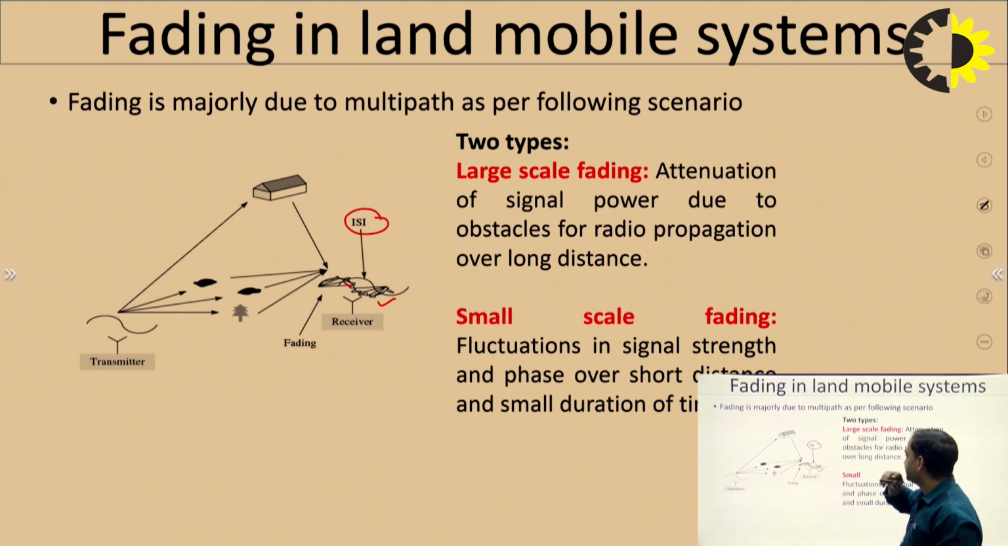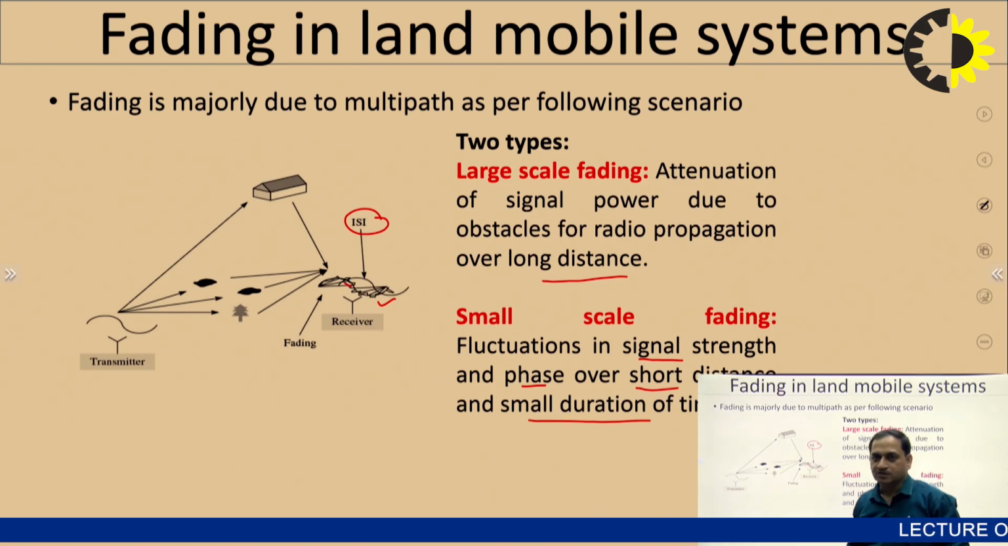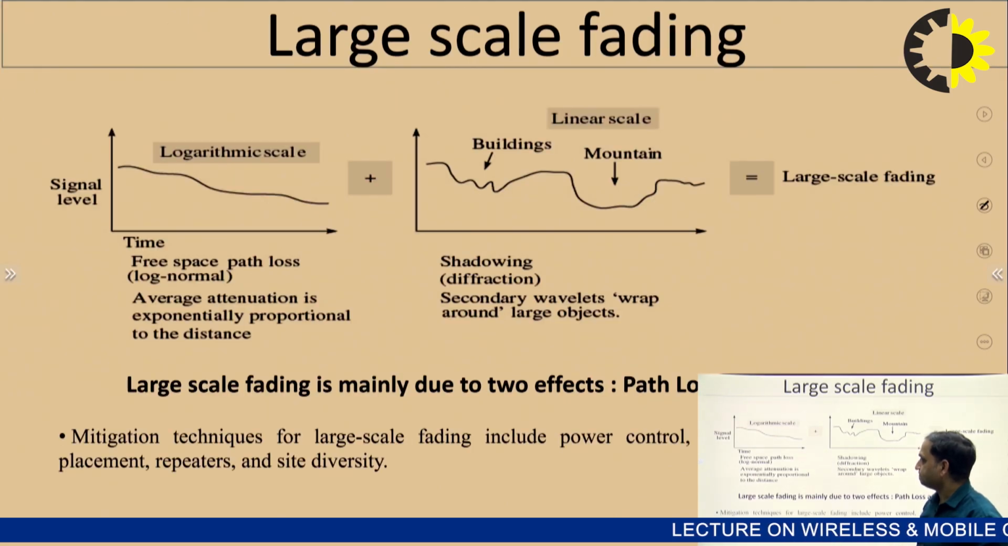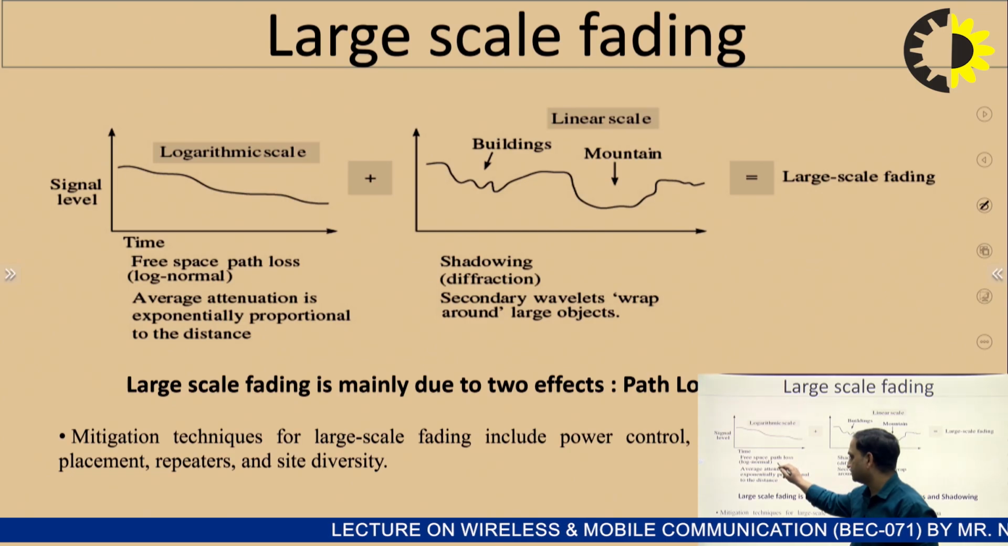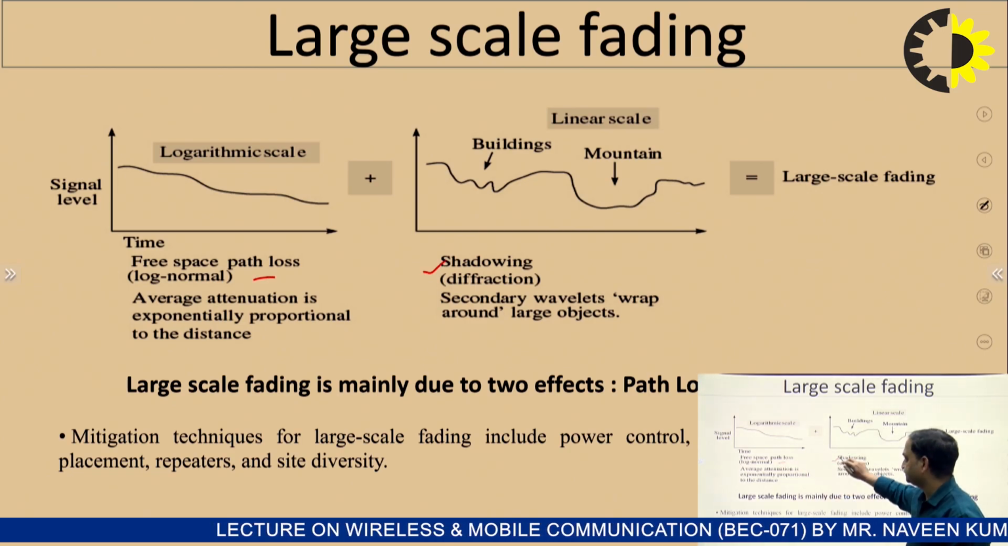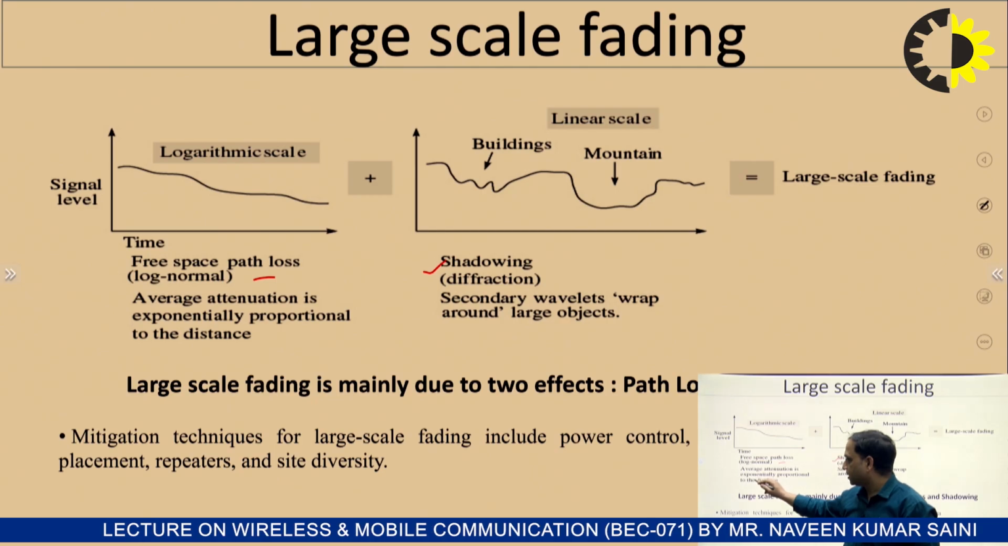So these two types of fading: large scale fading, which is due to obstacles for radio propagation over long distance, and small scale fading, which causes fluctuations in the signal strength and phase over short distance and small duration of time. So small scale fading is very dangerous in the wireless communication system. In this classification, the large scale fading, as we said, has two components, the path loss and the shadowing. So in the path loss, how do we calculate this?